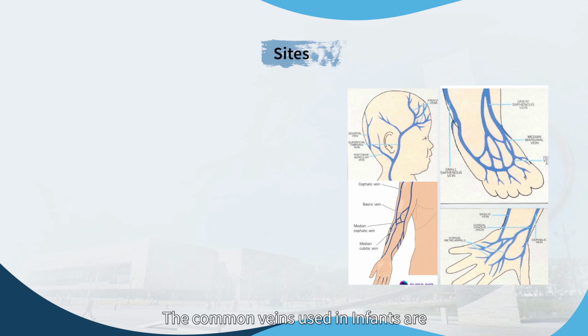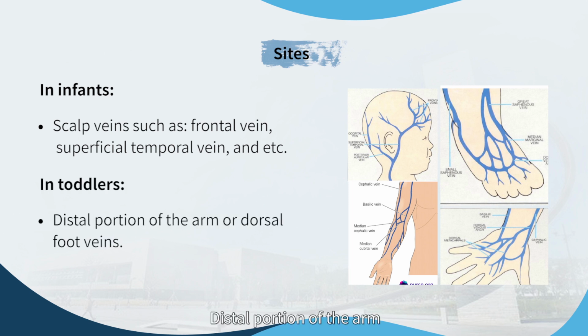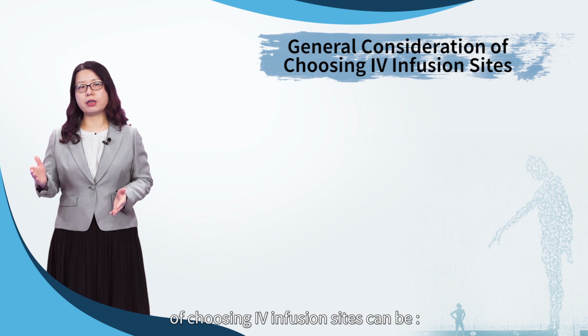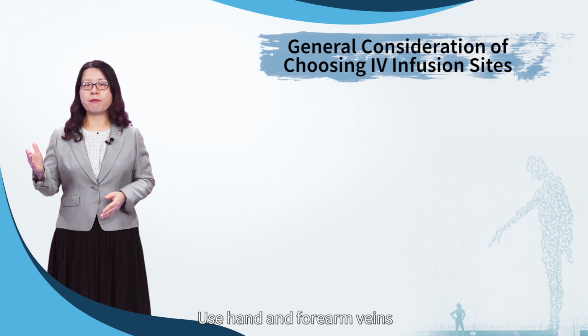The common veins used in infants are scalp veins such as the frontal vein, superficial temporal vein, and so on. But scalp veins may not be the first choice for children. Distal portion of the arm or dorsal foot veins can also be used for IV infusion in toddlers. The general considerations for choosing IV infusion sites can be: use hand and forearm veins.